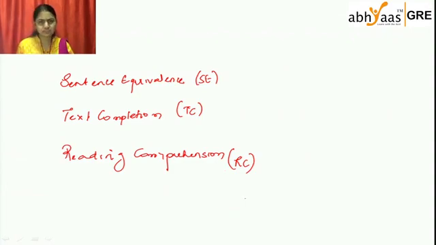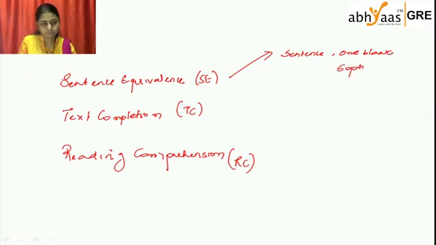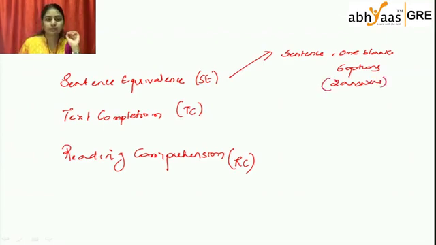Now how are these generally? If you take sentence equivalence, here you have a simple sentence, one sentence. You have one blank and you have 6 options. From these 6 options, you need to pick 2 answers which complete the given sentence. One sentence, one blank, 6 options. You need to pick 2 options that complete the blank. Is that clear? Sentence equivalence.